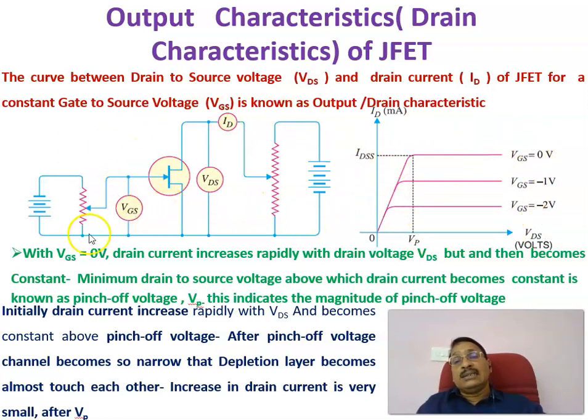This is the circuit diagram in which you are applying a variable voltage between drain and source, and you are watching the drain current. For different VGS you are plotting. For gate to source voltage, it is always reverse biased. That is why for an N channel FET you are applying a negative voltage here. Therefore, this is called the drain characteristics of the junction field effect transistor.